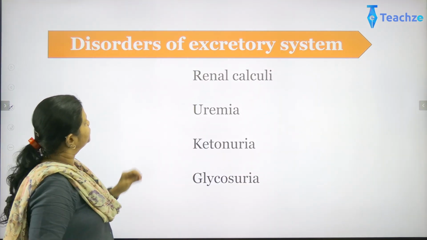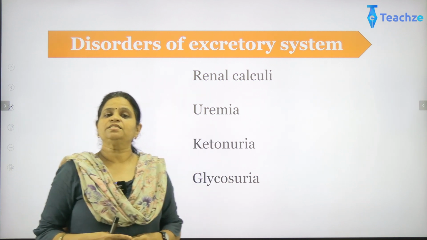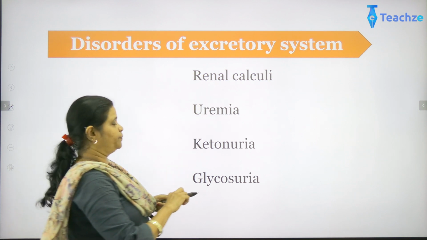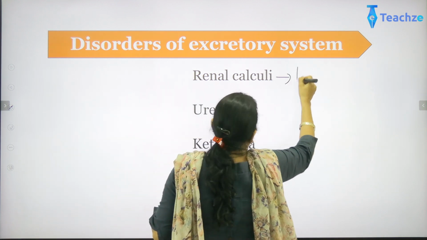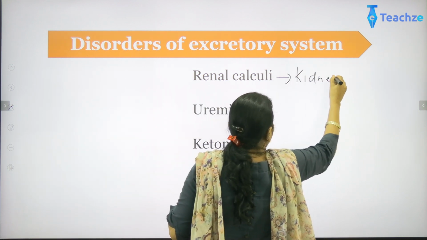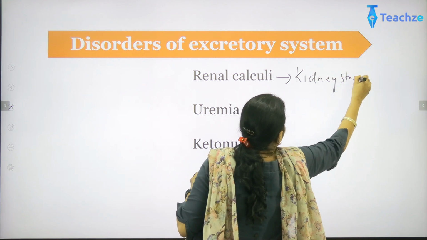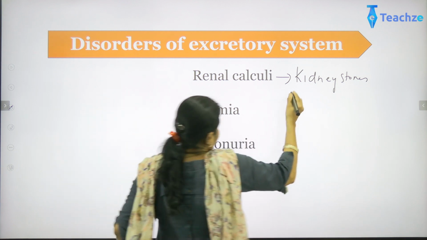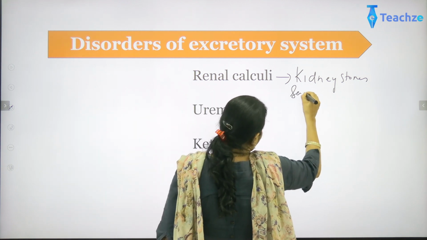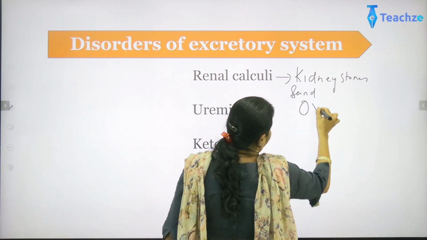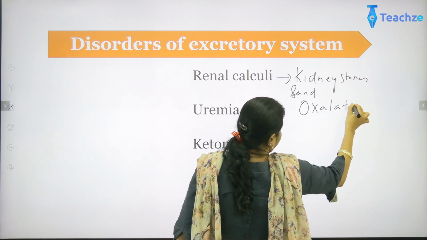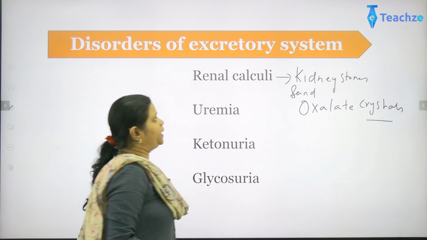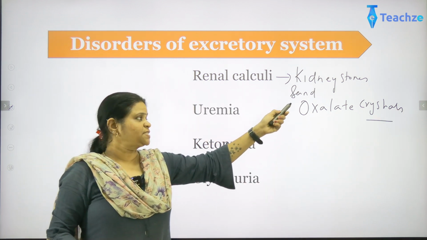Now, coming to what are the various disorders of the excretory system. Now, what are the disorders we are talking about here? The first one is the most common, which we call kidney stones. Now, kidney stones are small stone-like structures or sand-like structures made up of oxalate crystals. Extremely painful, abdominal pain, where you commonly see it as kidney stones.